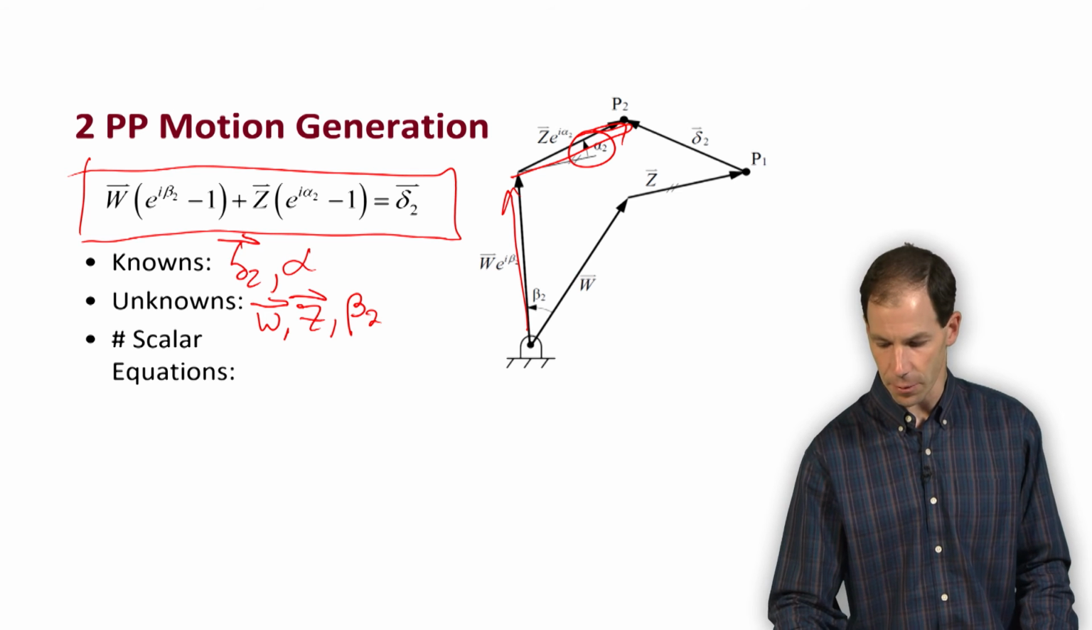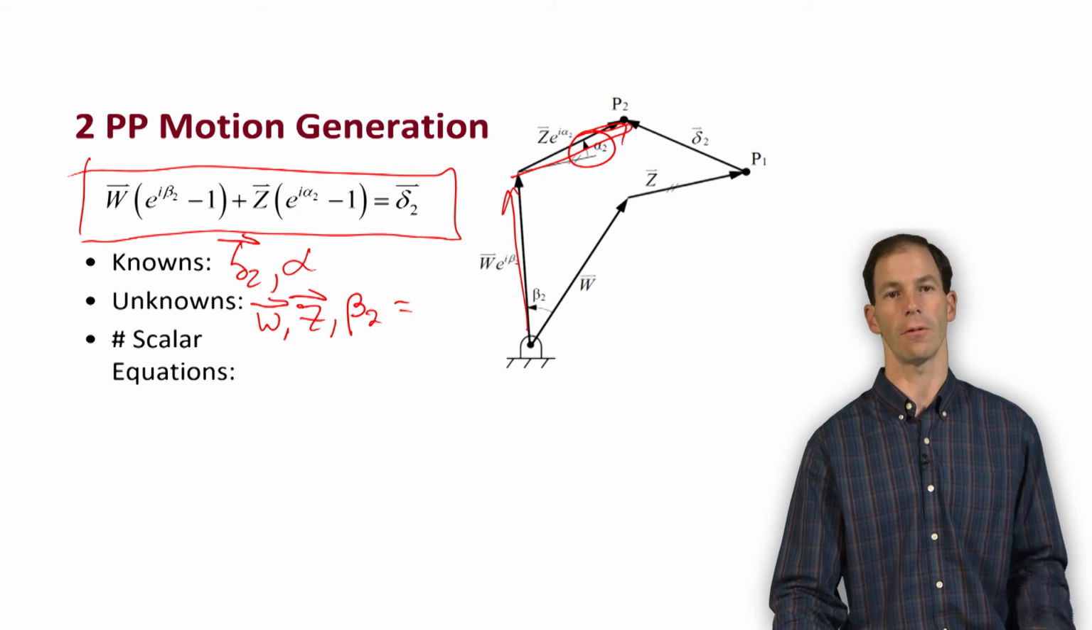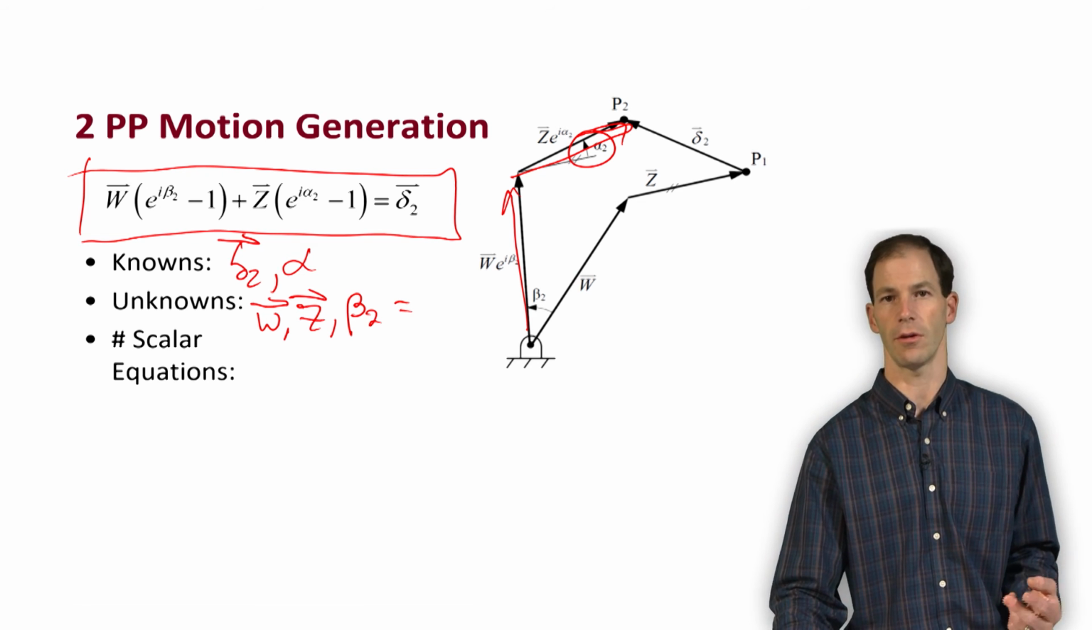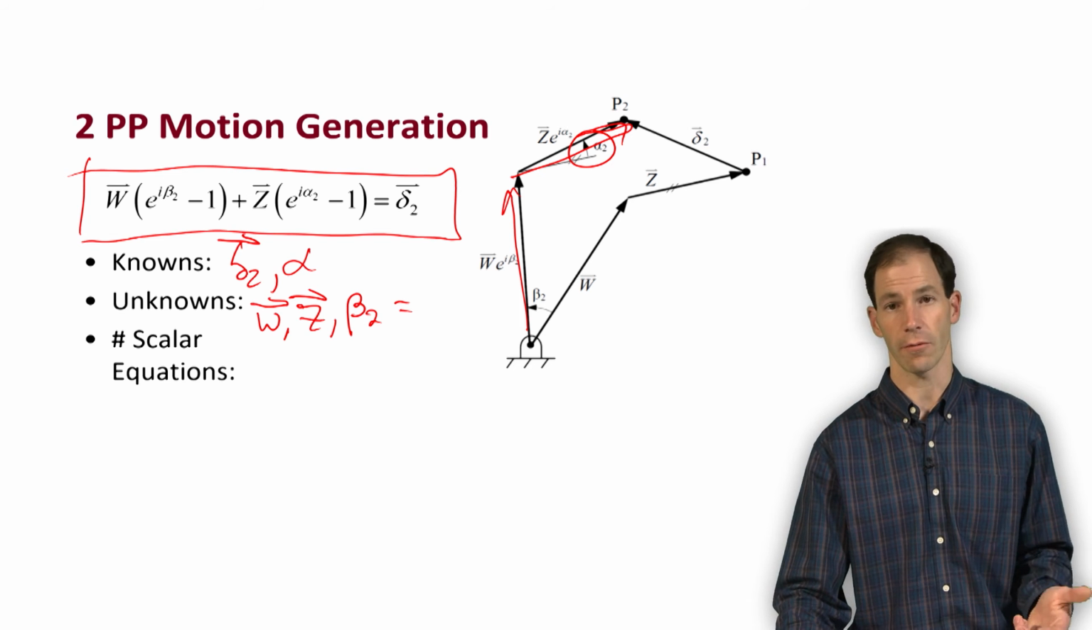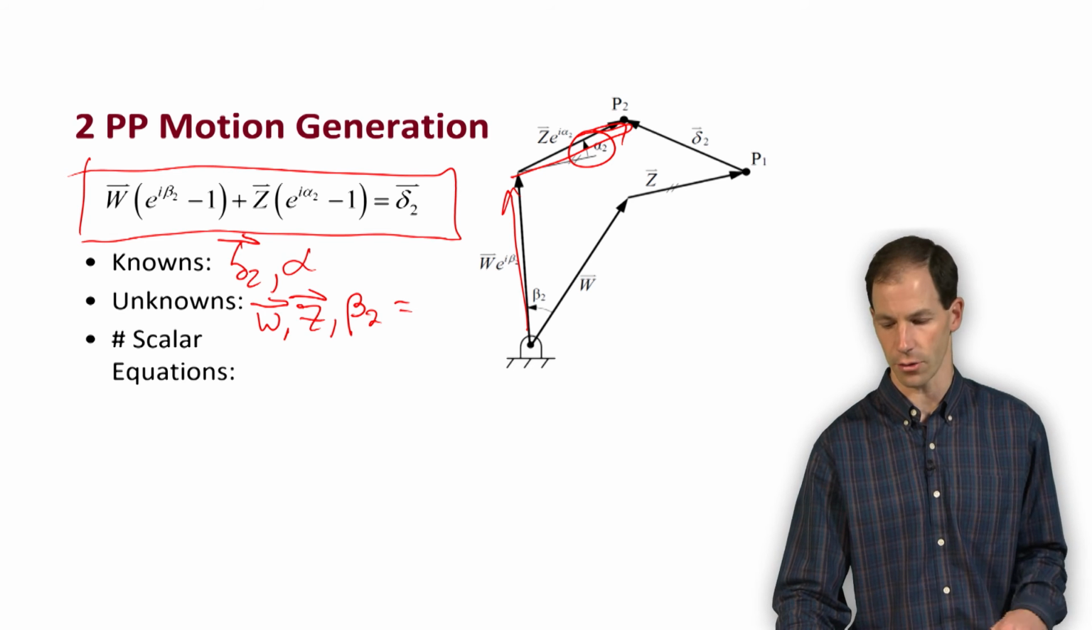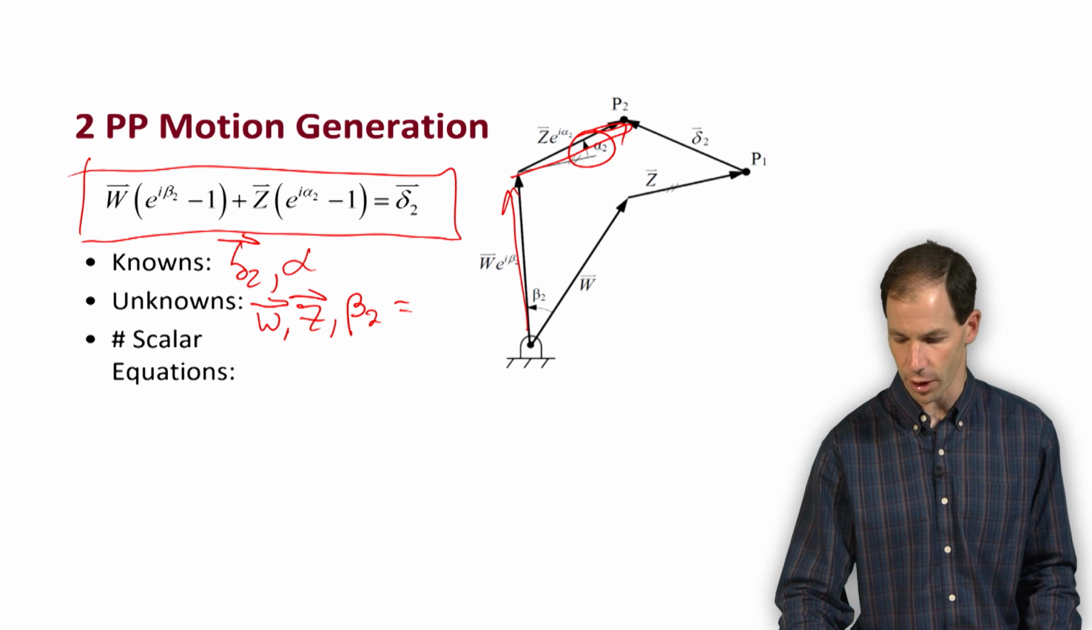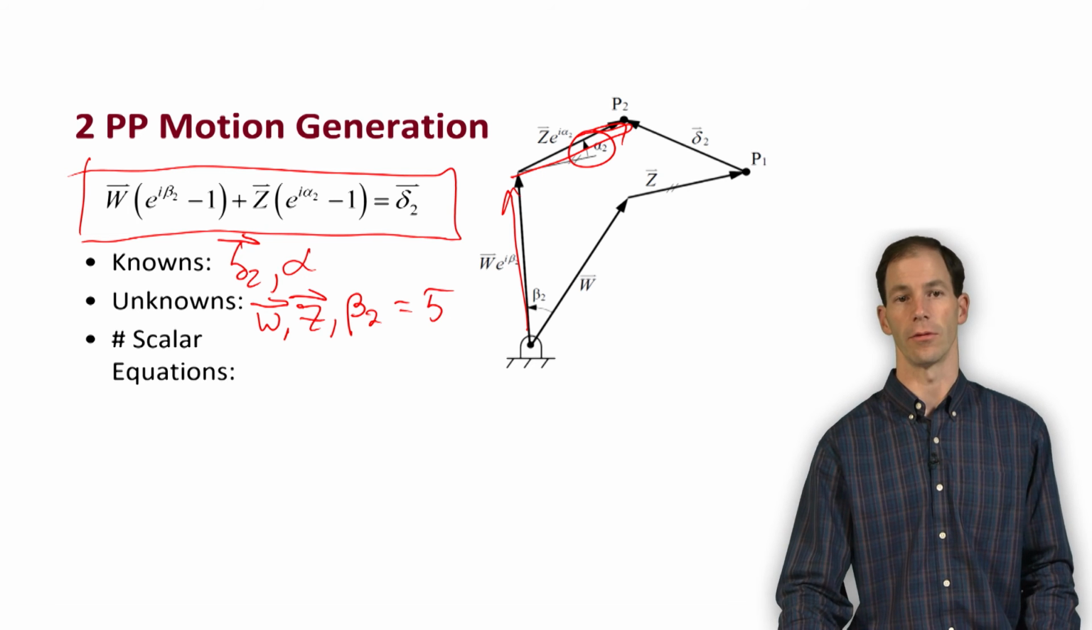So when I add these up and say how many scalars is that, well, W is 2 scalars, x and y components, or magnitude and angle. Same thing for Z, so I've got 4 between those 2 vectors. And then I've got a beta rotation, so I've got a total of 5 unknowns.